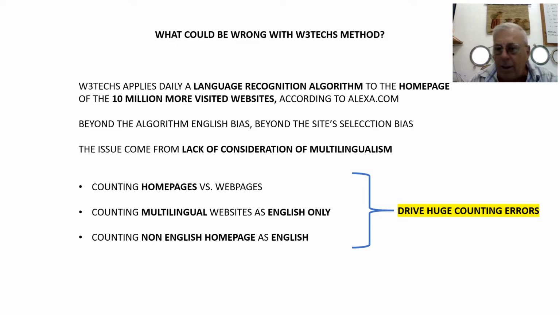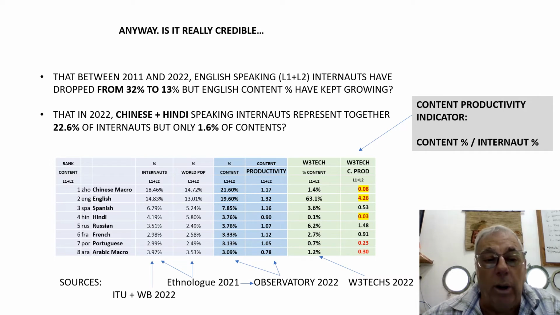In the document, I offered suggestions to W3Tech to make the right counting. You can ask yourself anyway, is it really possible that the English-speaking internet has been dropping more than half in 10 years, but English content has been growing? You can ask also, is it possible that Chinese and Hindi together, representing almost a quarter of the internet, have only 1.6% of contents? This is where you come back to the two cycles of the Statista show.